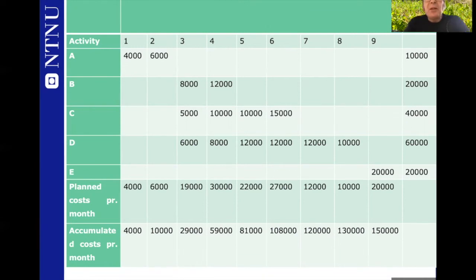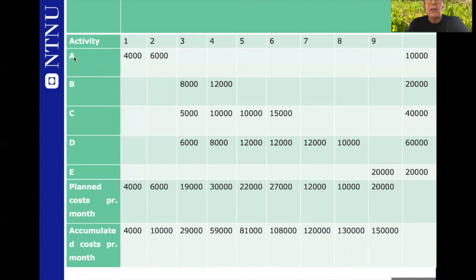This is an example of a phase time budget. And in this example, as you can see, it's a very simple example. You have a project consisting of the activities A, B, C, D, and E. And the total cost of A, as you can see here, is 10,000 kroner. Total cost of B is 20,000 kroner. Total cost of C is 40,000 kroner. For D, 60,000, and for E it is 20,000. But here there is a twist.